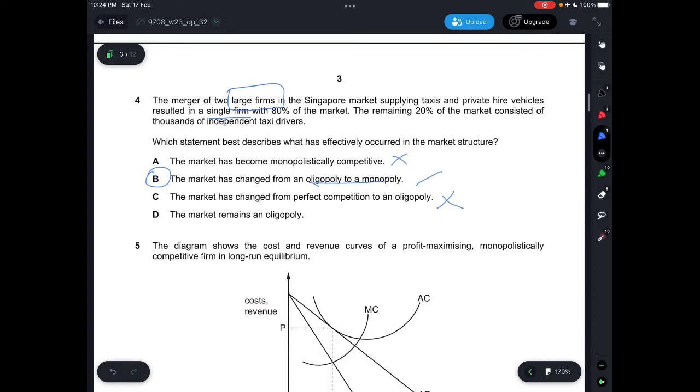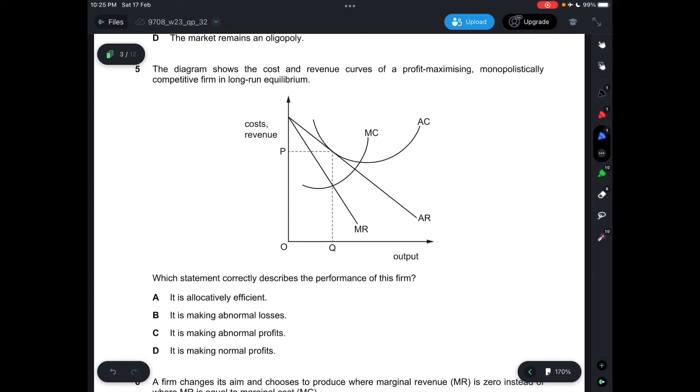the market. Alright. Okay, for question 5, the diagram shows the cost and revenue curves of a profit maximizing, monopolistically competitive firm in long run equilibrium, and which statement correctly describes the performance of this firm. Okay, so you can see here, this firm is producing at a point where MC equals MR. MC equals MR is the point where the firm wants to maximize their profits.